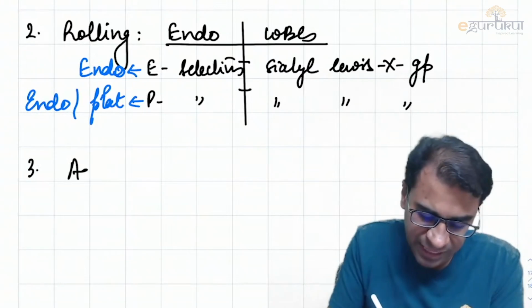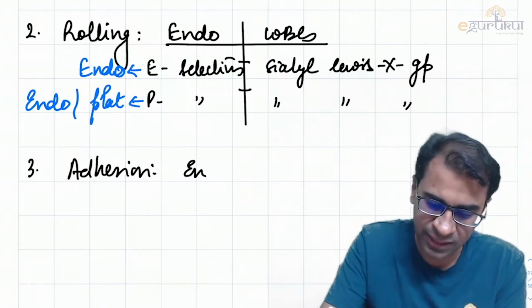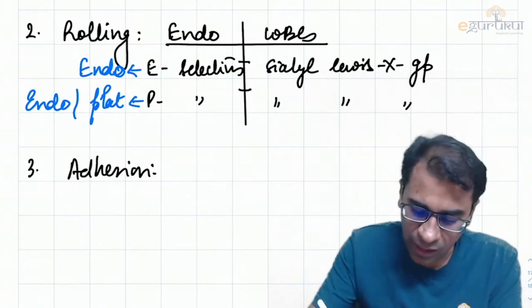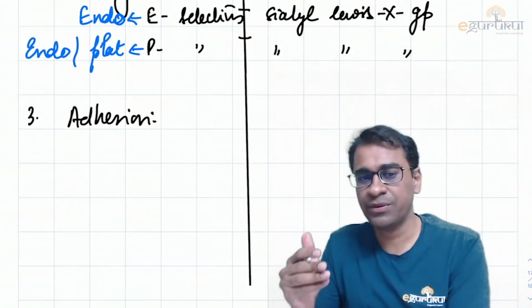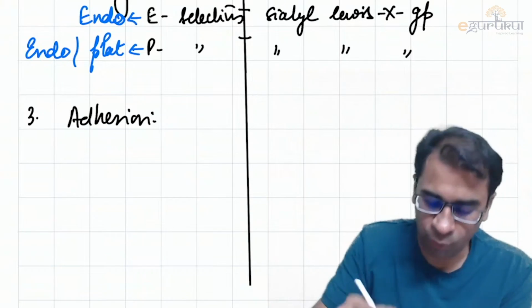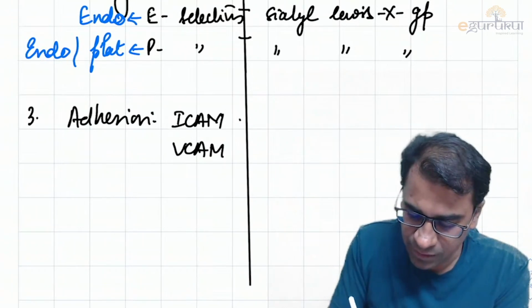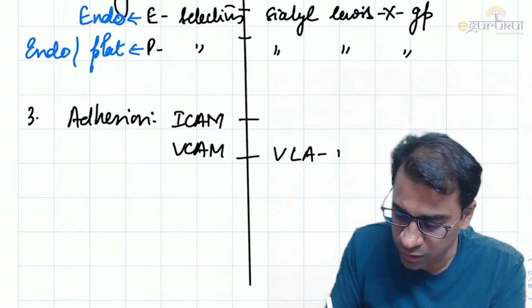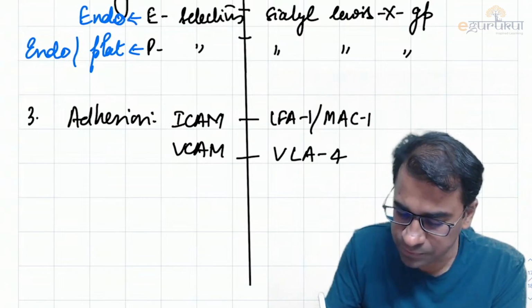The third step is adhesion. Again, adhesion will require some molecules on the endothelium side and some on the WBC side. I'll just extend the table here. For the adhesion step, the endothelium has molecules like ICAM and VCAM. VCAM interacts with a molecule called VLA4. ICAM interacts with LFA1 and MAC1.